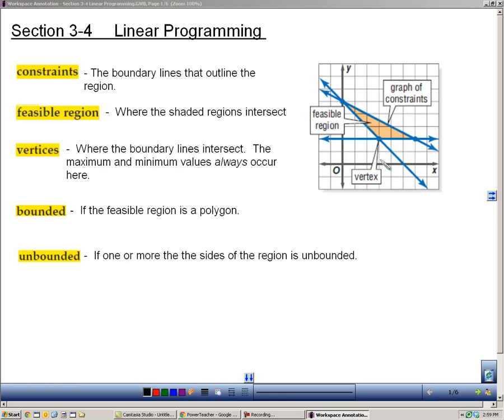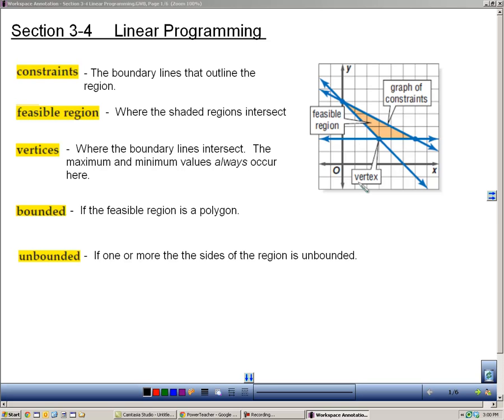Section 3.4 is about linear programming. Linear programming is when we have multiple functions that are graphed and we have to find the maximum and the minimum values of a region. Over here you see a triangle that's created from the intersection of three functions.